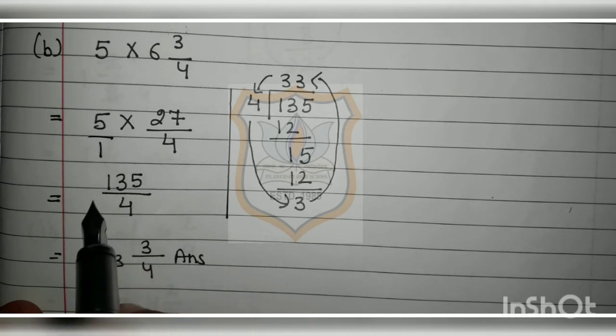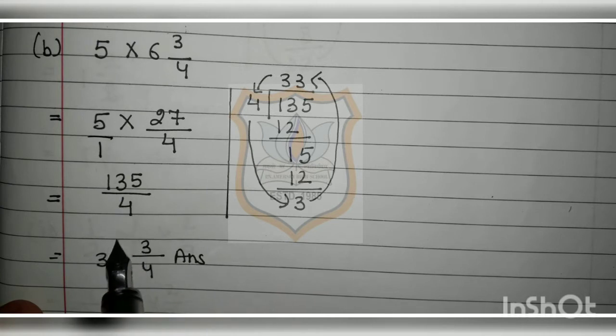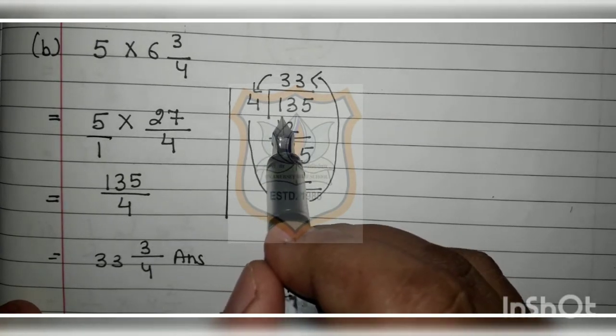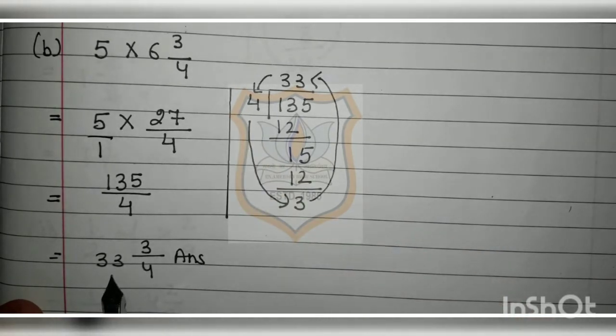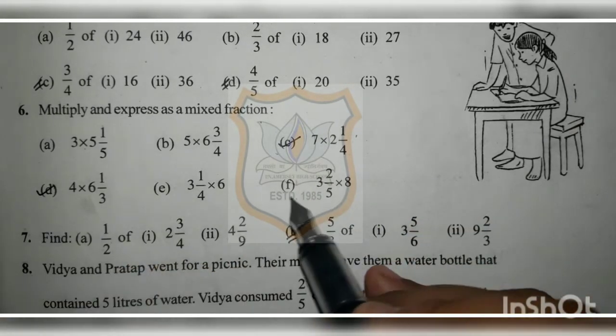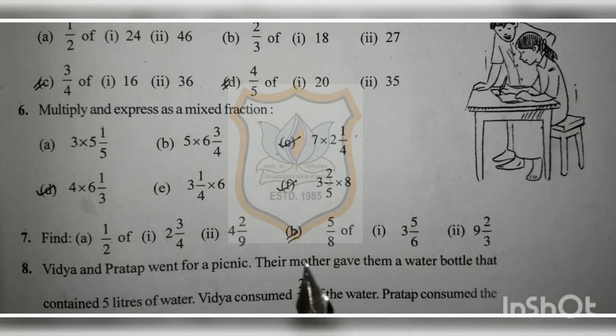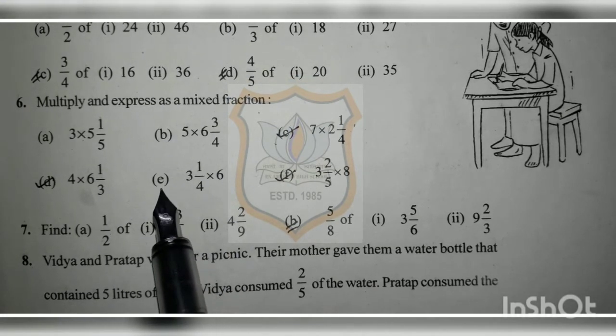Now this is converted into improper fraction. Now we will convert this improper fraction into mixed fraction. For that we have to divide 135 by 4 and the mixed fraction will be 33 integer 3 upon 4, and that is the answer of B part of question number 6. Students, C part, D part and F part, that you have to solve yourself. They are same as part A and part B. I will tell you how to solve part E.